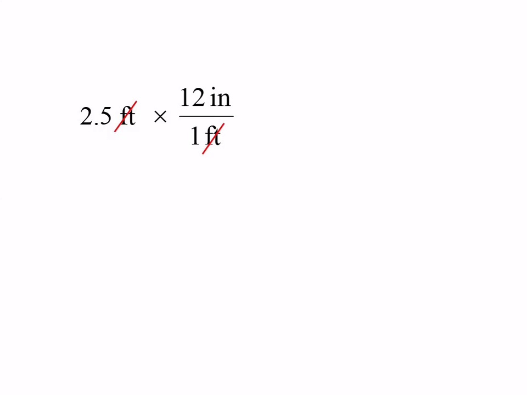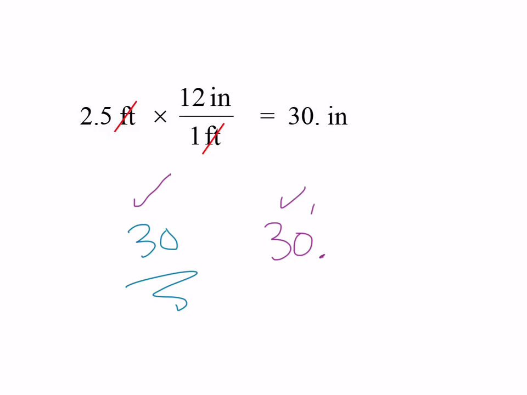So feet cancel, units of inches are left. Now, I focus on units before I focus on numbers. So only when my units work do I worry about numbers at all. Our calculator would display the number 30. But if I put 30, how many sig figs are there? Just one. But 30 with a decimal, then I've got 2.